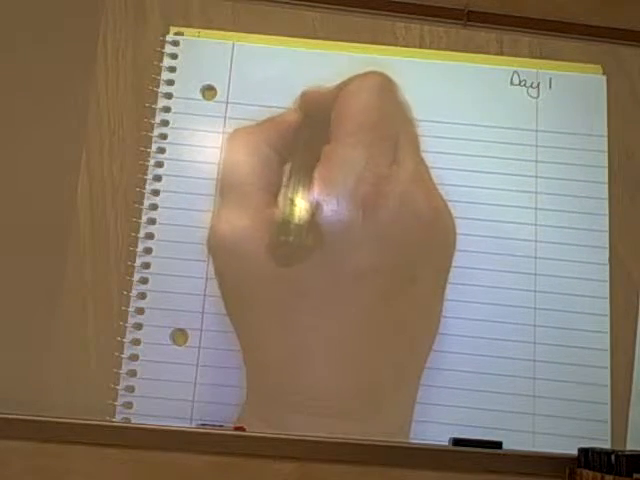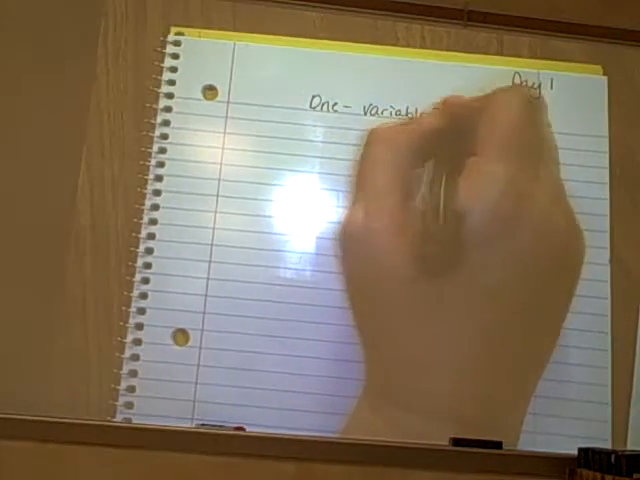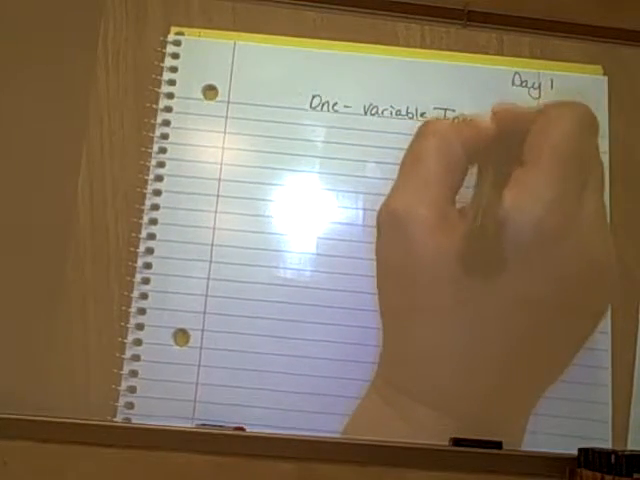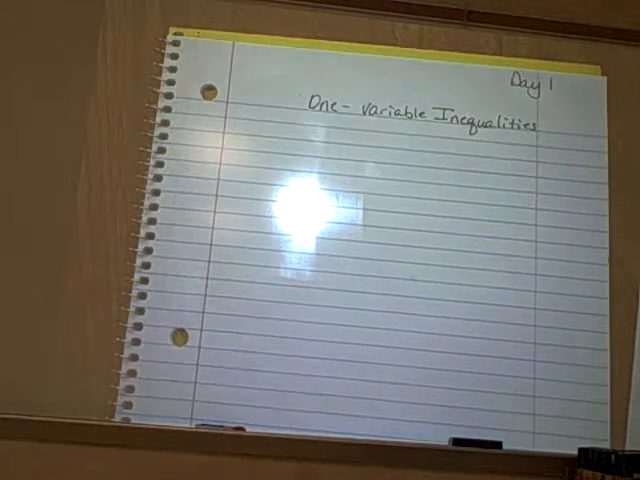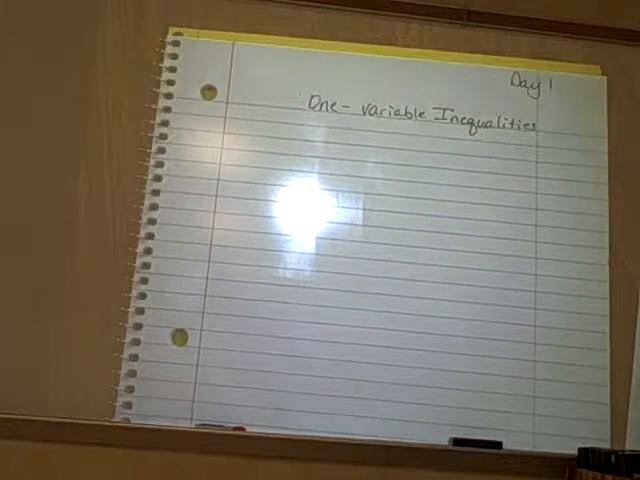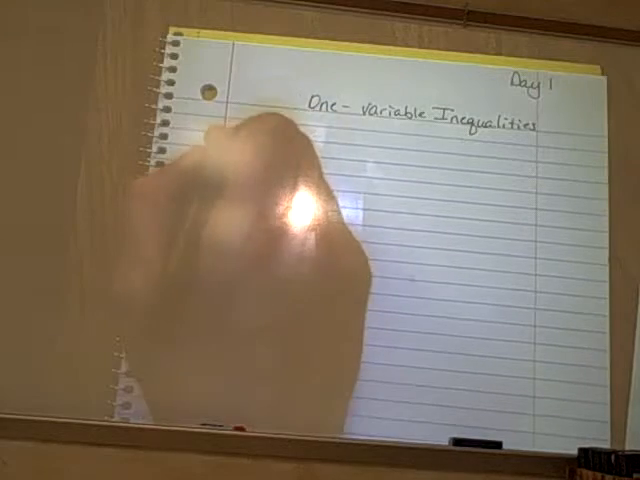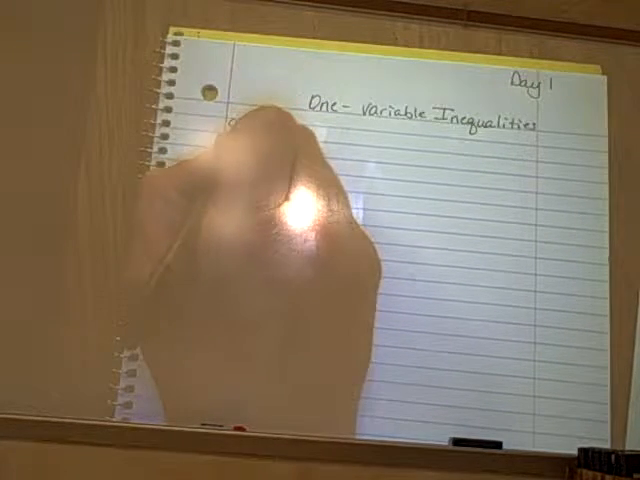So inequalities. Let's see. How about one variable inequalities? This is going to be our title for this page. One variable inequalities. That means it has one variable in there, one letter. So we've been doing equations with two variables, a y and an x. We're going to revert back to Unit 2 and 3 and think about when we just had one variable and we were solving. Here's how you do this. These are the steps.